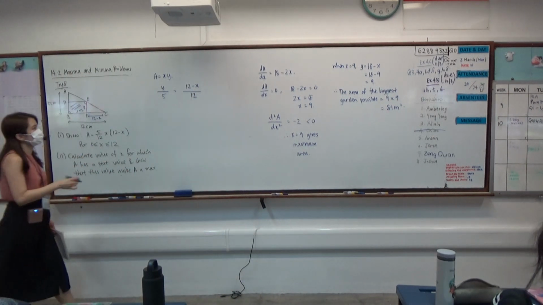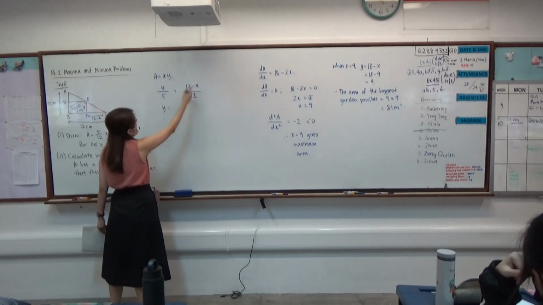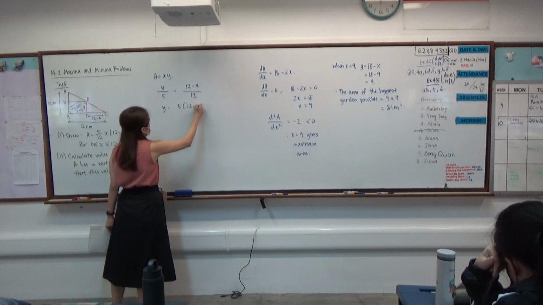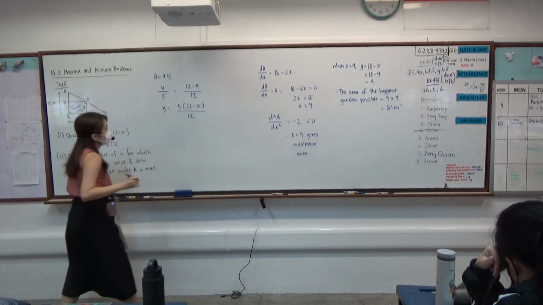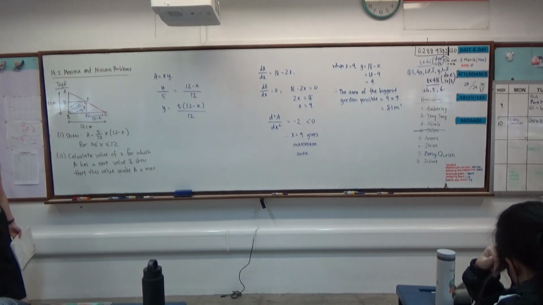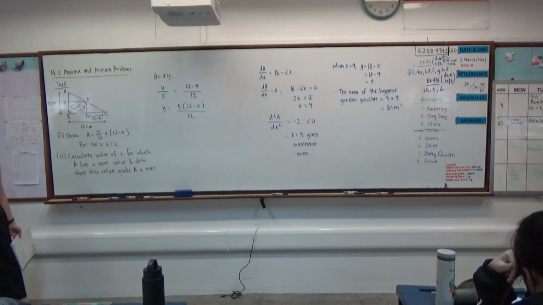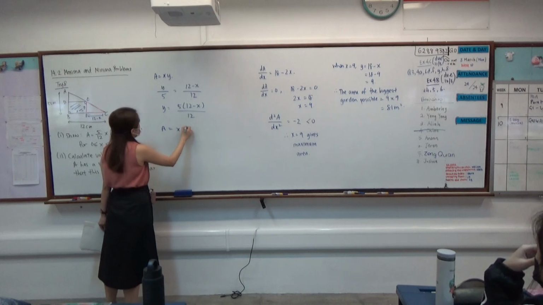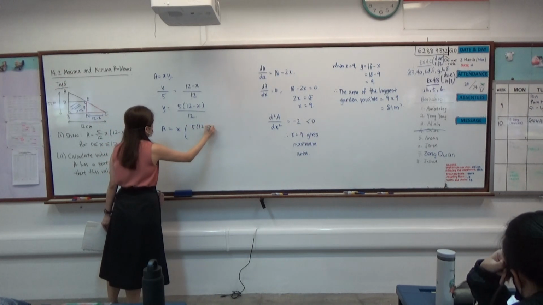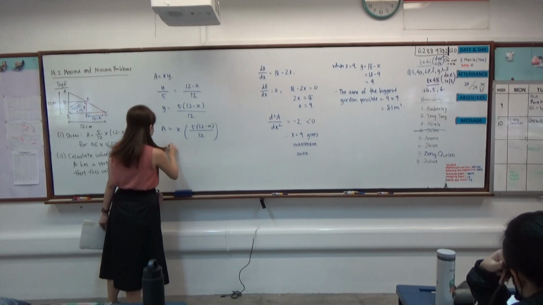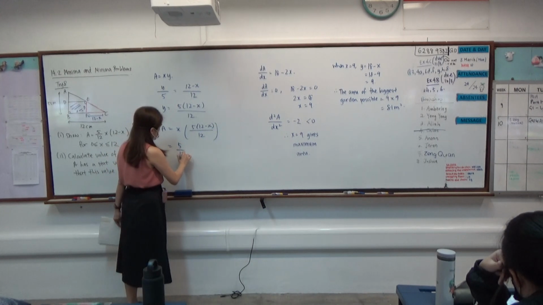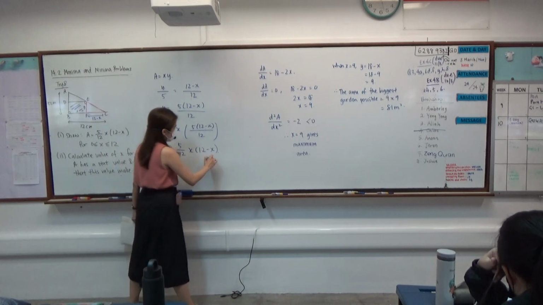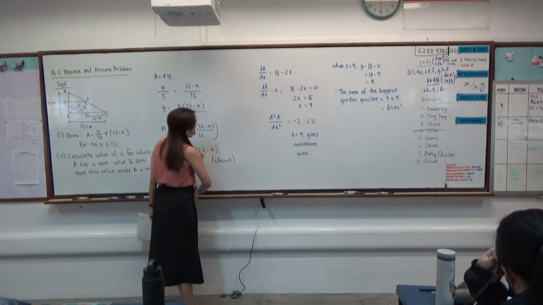Then I can cross multiply, or I can just multiply over the 5. So y is equal to 5 times 12 minus x over 12. And therefore, A will be equal to x times 12 minus x over 12. That's how we show the equation.